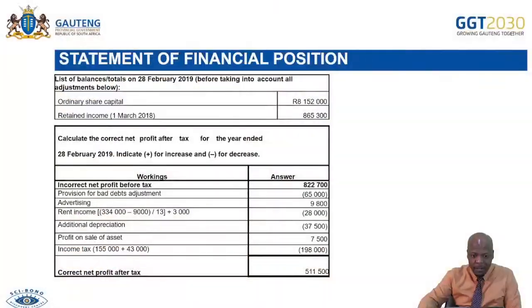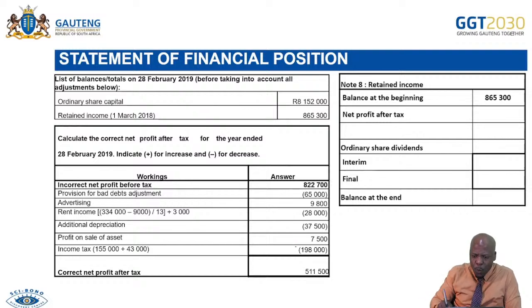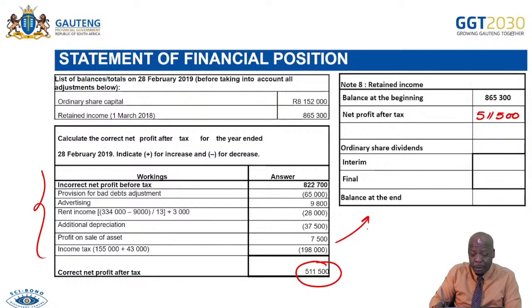All right. So what we are given here has to relate to our retained income. So here's our retained income. What we were calculating is the correct net profit after tax. There is the correct net profit after tax. And we know that when we are preparing note 8, which is your retained income, you must bring the net profit after tax. So that is 511,500. So I'm going to take that figure and I'm going to bring it here. All right. So I calculated it here and now I'm simply taking it to my note number 8. That is the retained income note.